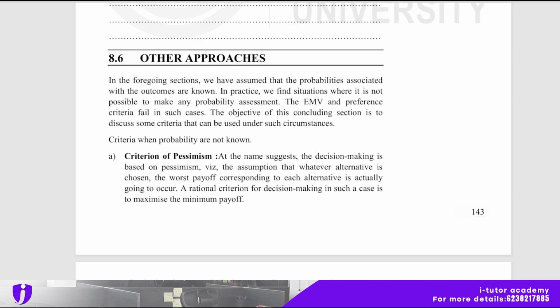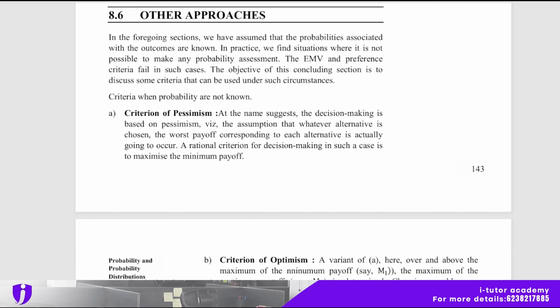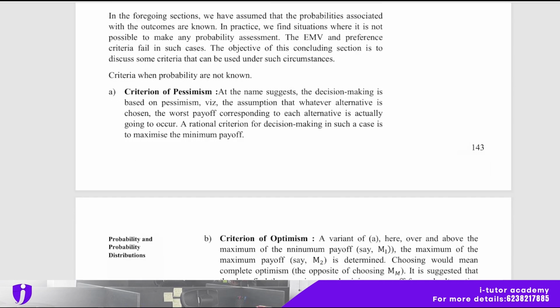Criteria when probabilities are not known. Criterion of pessimism. As the name suggests, the decision making is based on pessimism, the assumption that whatever alternative is chosen, the worst payoff corresponding to each alternative is actually going to occur. A rational criterion for decision making in such a case is to maximize the minimum payoff.